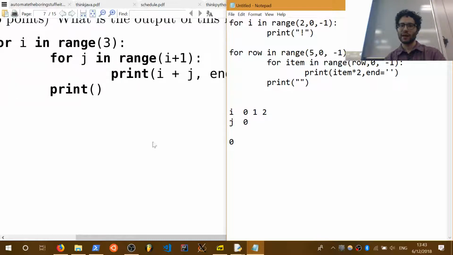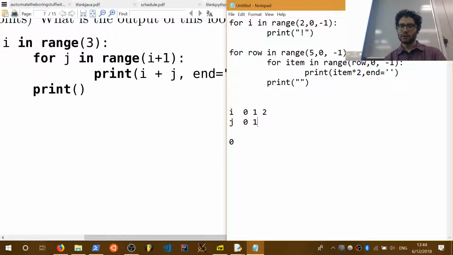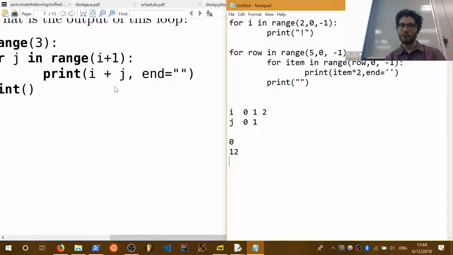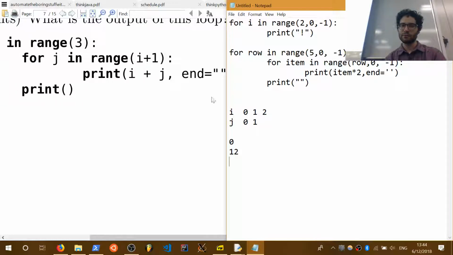So now we're on the second line. i is 1, so j's values are 0 and 1. Now we've got 1 plus 0 and 1 plus 1, which will be 2. Oh, and no spaces in between everything. Okay, and then we go on to the next line where i is 2. So what are j's values? They're 0, 1, and 2. So 2 plus 0 is 2. 2 plus 1 is 3. 2 plus 2 is 4.